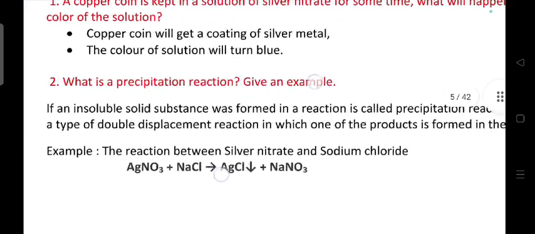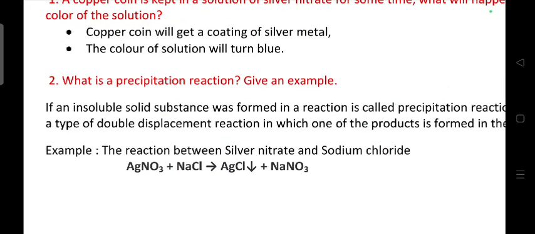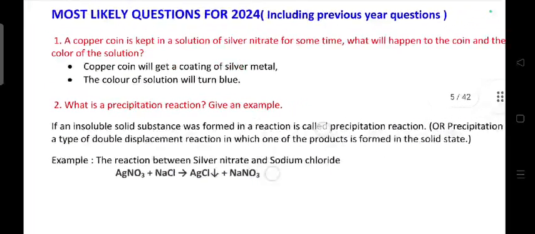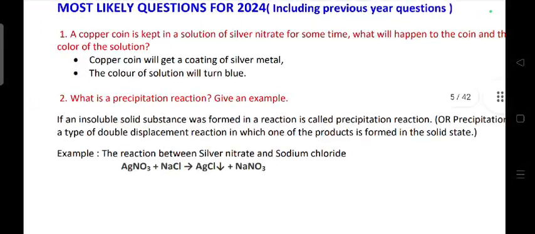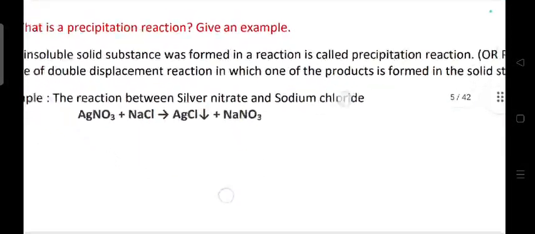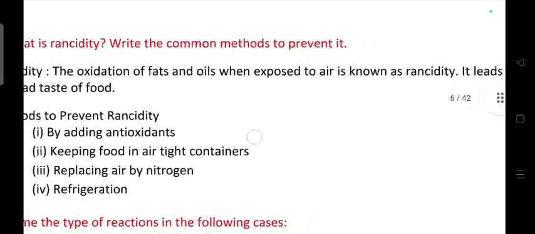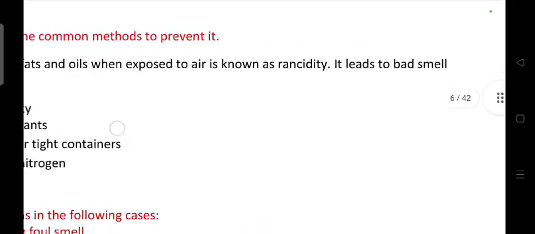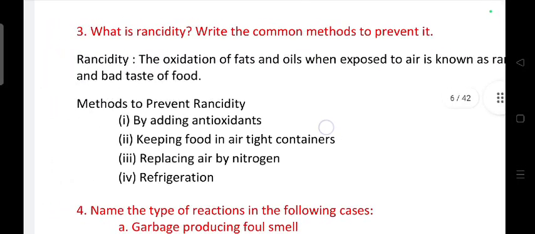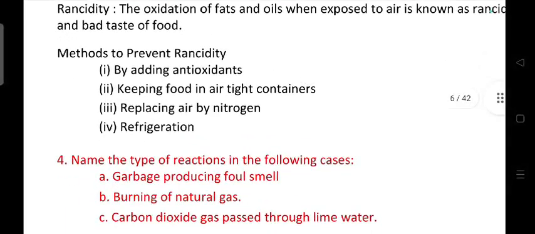Next question will be, what is a precipitation reaction? Give an example. So here is the answer. This is the precipitation reaction and the example. Next, what is rancidity? Write the common method to prevent it. Rancidity is the oxidation of fats and oils when exposed to air. It leads to a bad smell and bad taste of food. Methods to prevent rancidity are adding antioxidants, keeping food in an airtight container, replacing air with nitrogen, and refrigeration.